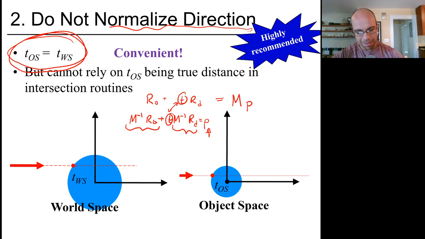So unlike the previous solution, which would have normalized the second vector, if I just leave it alone, then I can just reuse the t for the intersection time in object space and return that in my code, and it actually gives me the correct intersection time for the original ray on the transformed object. So this is pretty incredible.